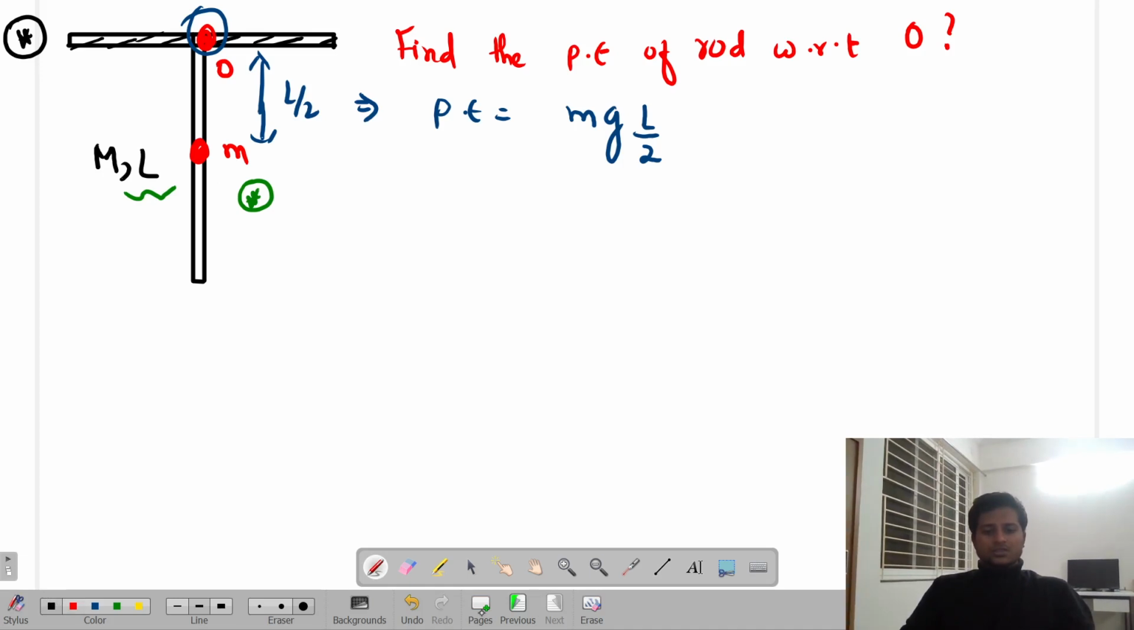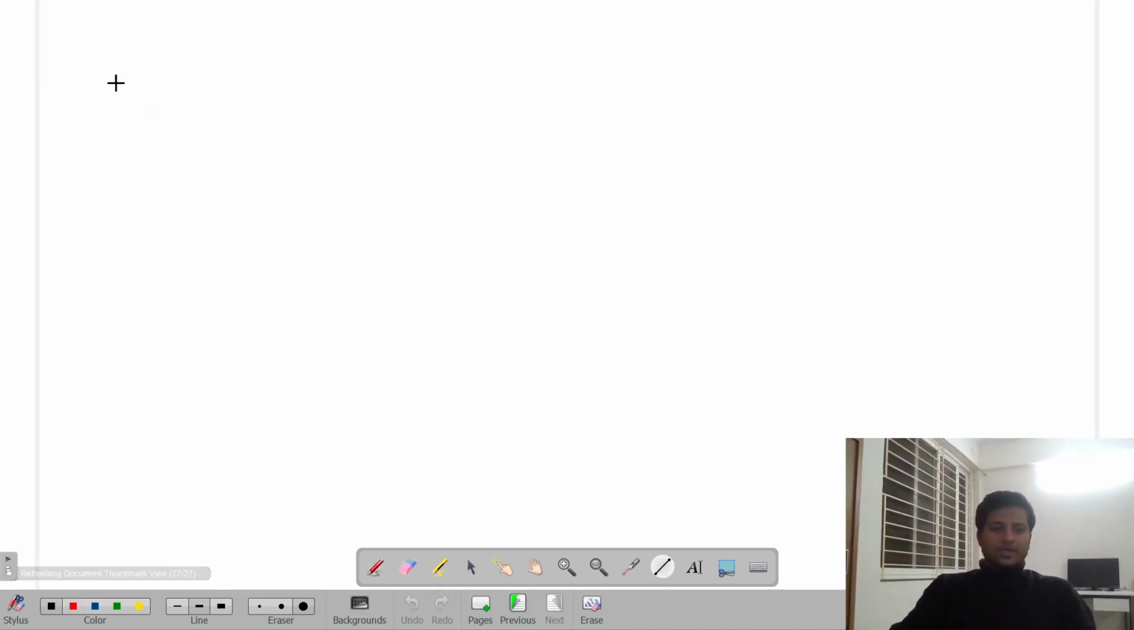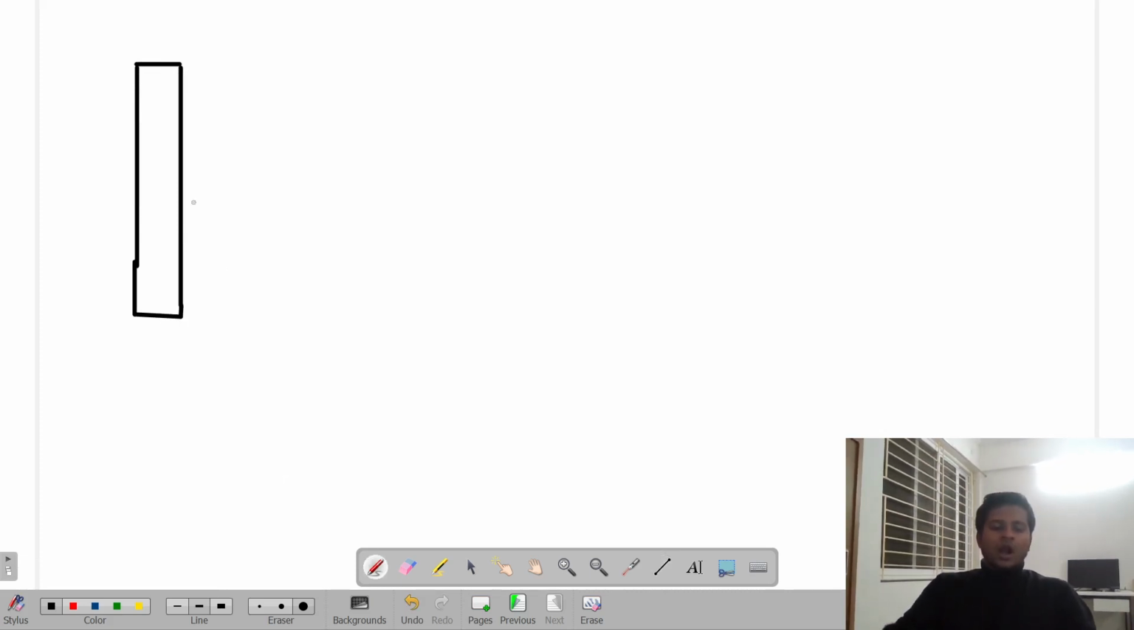Okay, so let us just see one case, how to prove it. Now, if I have any kind of rod, this is my rod which is hanging over here. I'm not drawing that wall and all. This is my rod which is hanging, which has mass m and length l.